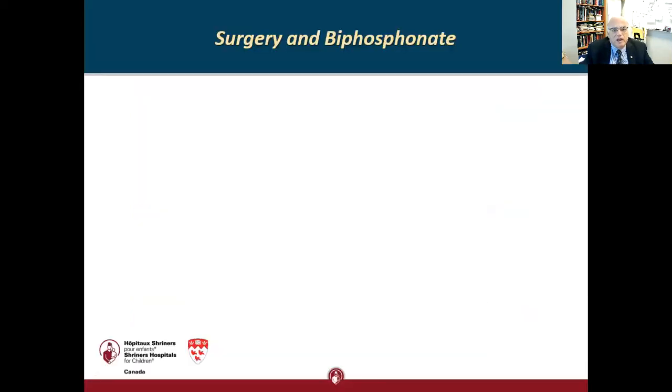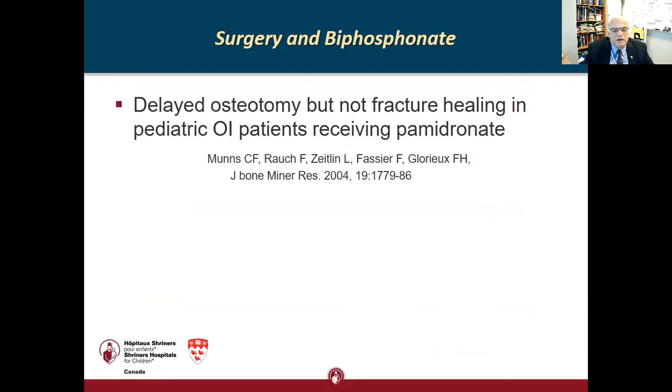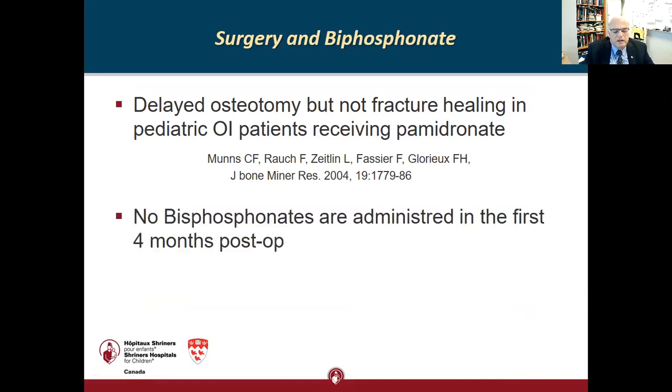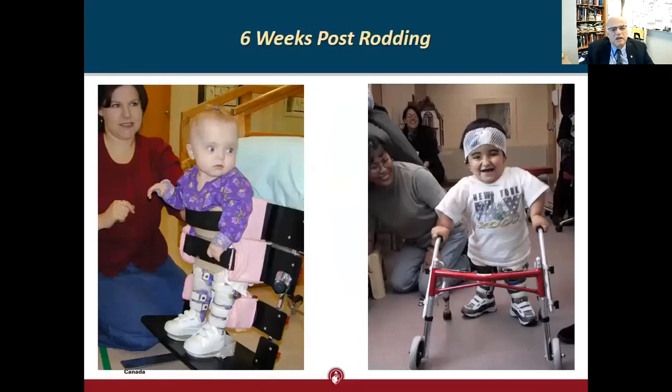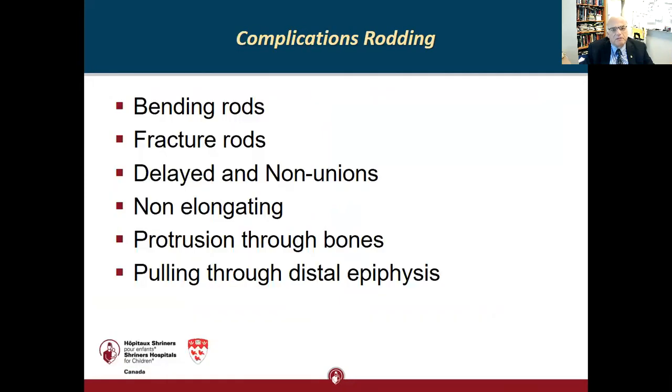Surgery and the bisphosphonate: we have shown that delayed osteotomy healing can occur in OI patients after receiving pamidronate. Therefore, the protocol that we follow in Montreal is that no bisphosphonates are administered in the first 4 months post-operatively. We perform one side at a time, the right femur and right tibia, and then after 1 or 2 weeks, we do the other side. 6 weeks post-rodding, the patients start partial to full weight bearing.